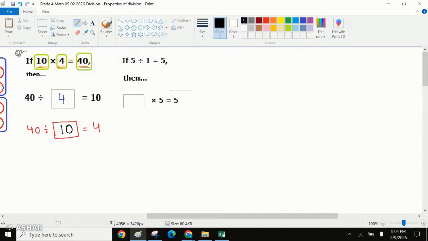Then what should be the answer for this? If 5 is divided by 1 and the answer is 5, then what should be multiplied by 5 to be equal to 5? We can simply say 1 multiplied by 5 would be 5, or 5 multiplied by 1 should also be equal to 5. Agreed? So we are just looking at the alternates. Like A multiplied by B or B multiplied by A would always be the same answer.